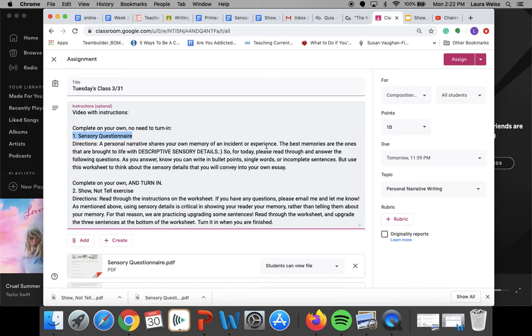So when we talk about sensory details in writing, we mean it. Like we're quite literally trying to appeal to one another's senses, all five of them. Touch, taste, sound, smell, sight. All of those things are included in that. So I'm going to read through the directions and I'll kind of talk through it after that.